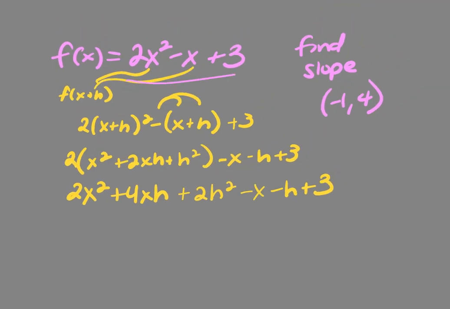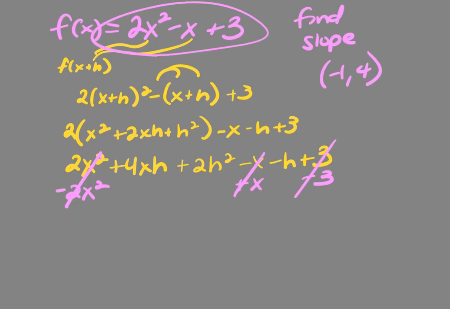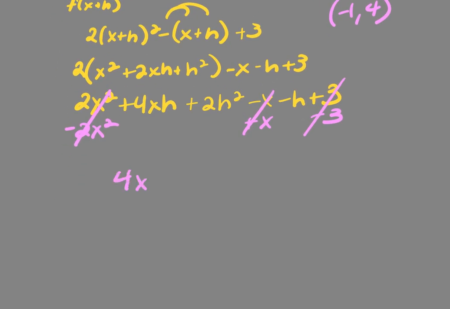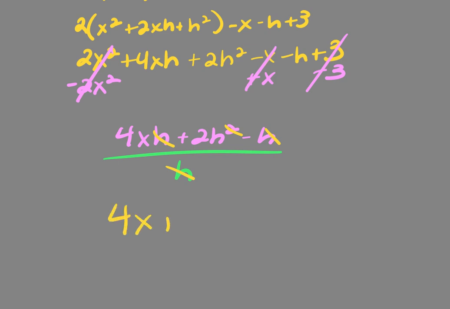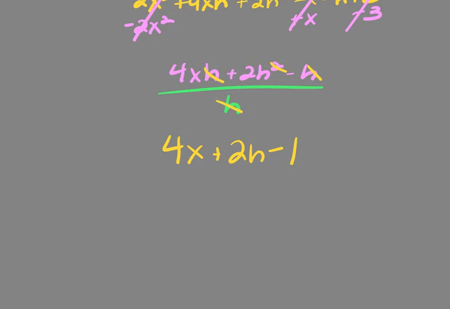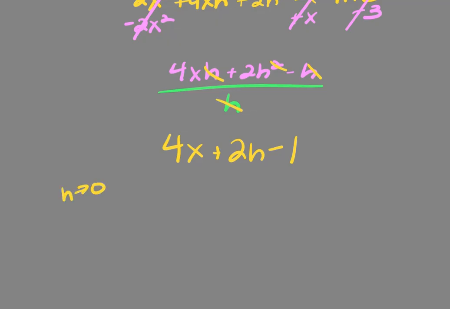Then I subtract my original function. So I just change the signs of the terms that are going to cancel and put them under the ones that are going to cancel because I know they should cancel. So from here, I get 4xh plus 2h squared minus h. And then I put it all over h. And 1 h from each term should cancel out. This would be a 1. Now I make h 0 because it's the limit as h goes to 0. So this becomes 4x plus 2 times 0 minus 1, or 4x minus 1.